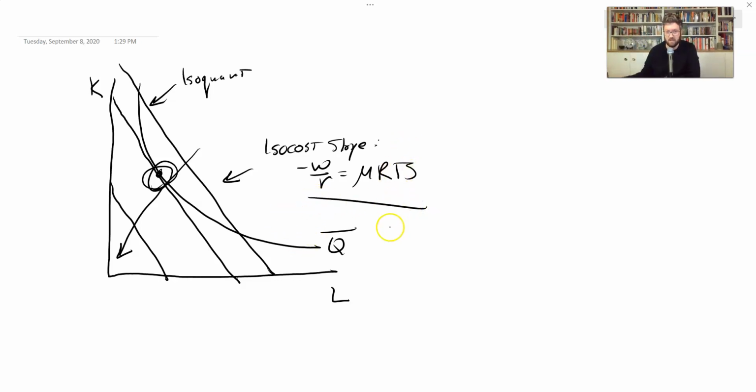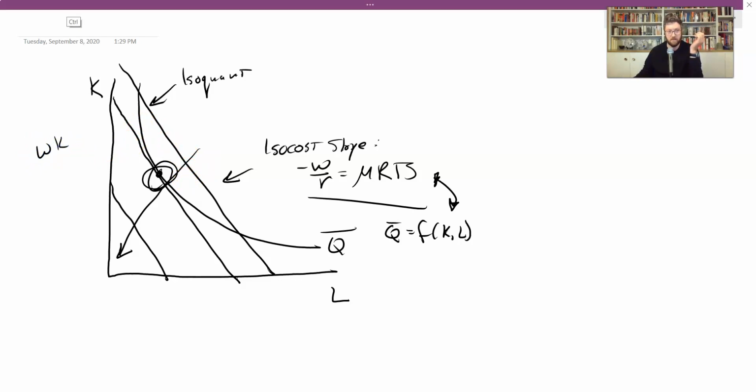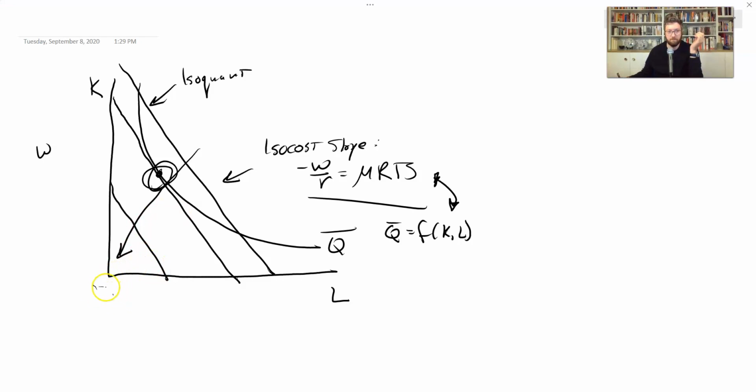And then we're also going to have the condition that whatever combination of capital and labor you choose, if you plug them into the production function, you're going to get back out Q bar. So this is two equations and two unknowns, capital and labor. Once you have capital and labor, you plug them into the cost function, WL plus RK, to get the cost associated with that isocost curve. And that's actually what the Lagrangian is doing.